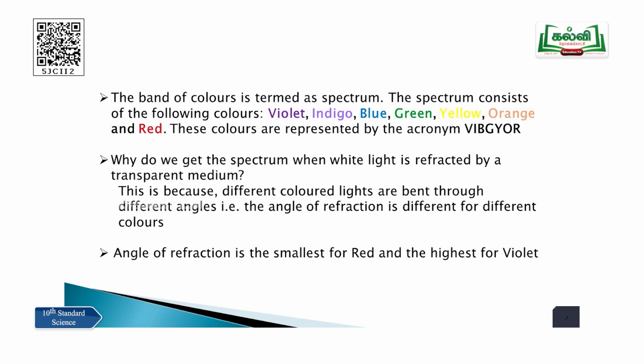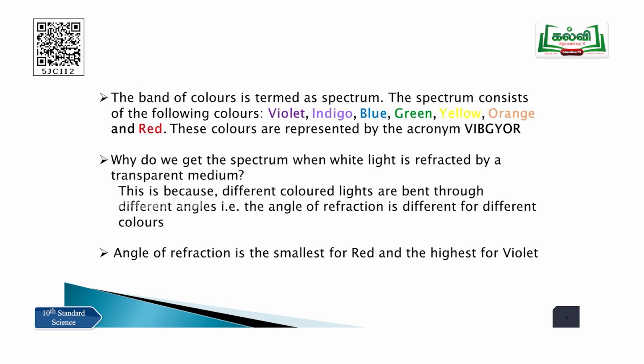The band of colors produced is called spectrum. The spectrum consists of the following colors: violet, indigo, blue, green, yellow, orange and red. These colors are represented by the acronym VIBGYOR. Why do we get the spectrum when white light is refracted by a transparent medium? This is because different colored lights are bent through different angles.